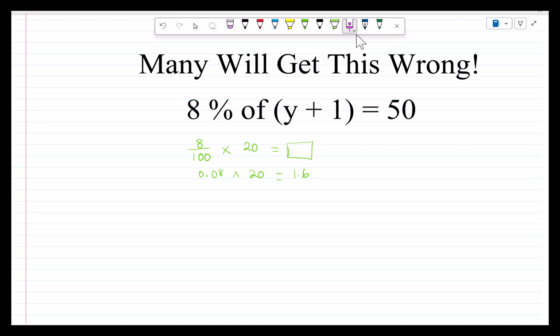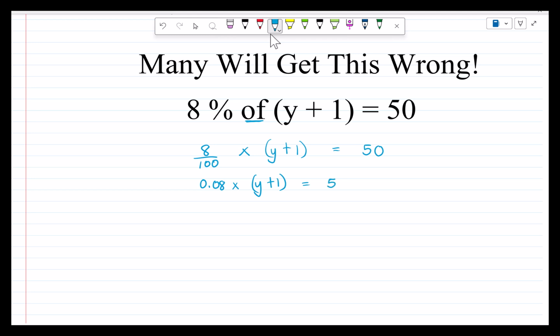So this is how I would tackle this question. We say 8 over 100, because that is 8%. And whenever you see "of", we multiply, times y plus 1 is equal to 50. And changing 8% to a decimal, we get 0.08 times y plus 1 is equal to 50. 0.08 multiplying y plus 1 is equal to 50.